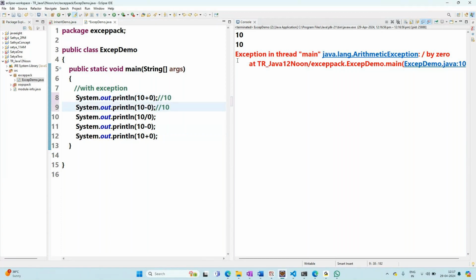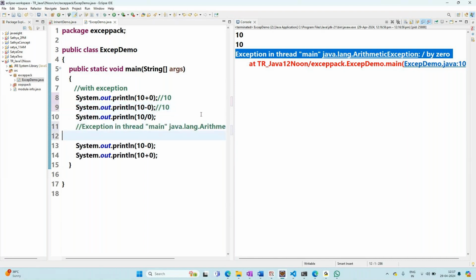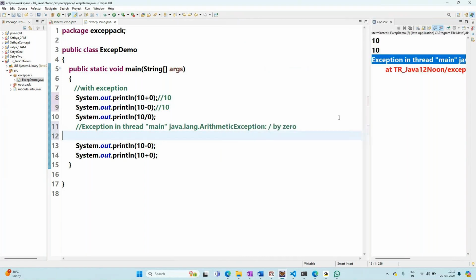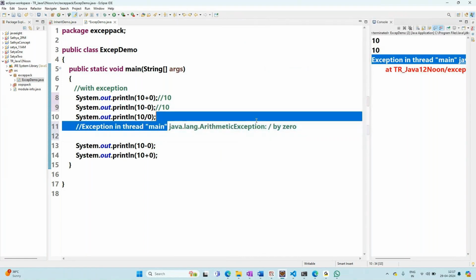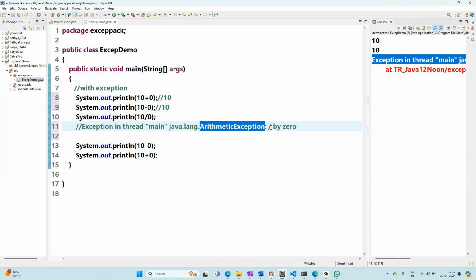Now here in this line, you can see the exception has come. What is this exception? java.lang.ArithmeticException: divide by 0. You are dividing a number by 0, which means you are getting an exception. That exception is called ArithmeticException. Where is it available? It is available in the java.lang package.